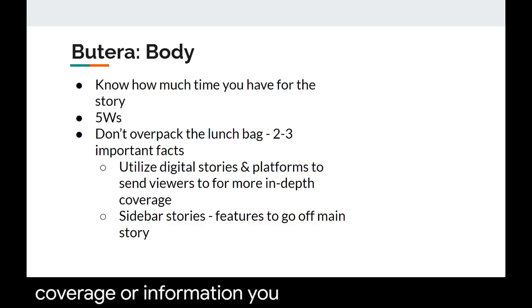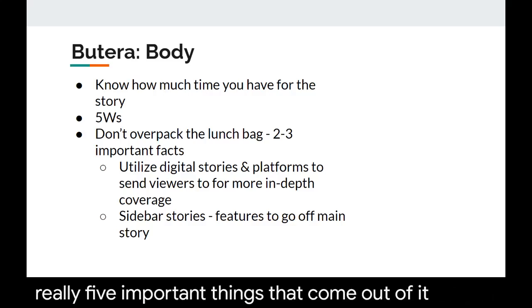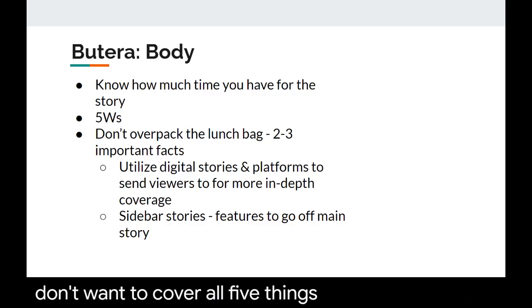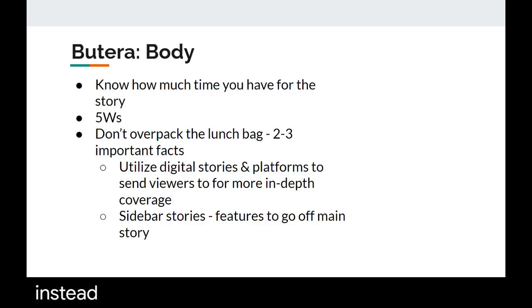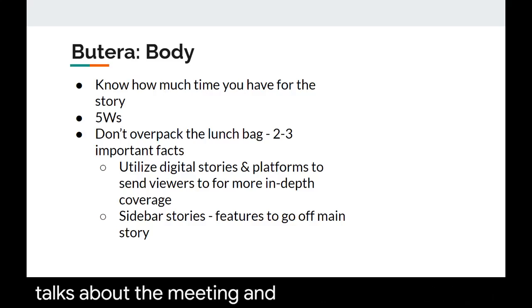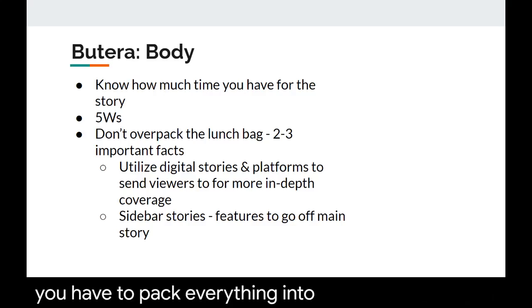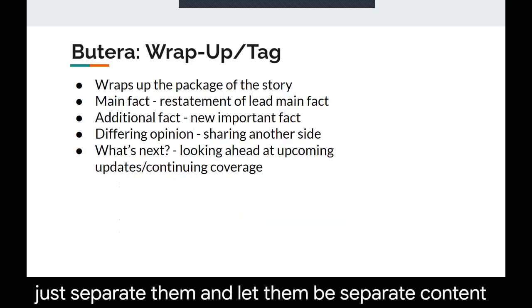You can also break a story apart. If you have a city council meeting and there are really five important things that come out of it, you don't want to cover all five things within that meeting. Instead, you want to probably have one story that talks about the meeting and its importance, and then have a couple of different sidebars to talk about the most important things that came out of it. So don't feel like you have to pack everything into one story. Instead, just separate them and let them be separate content.